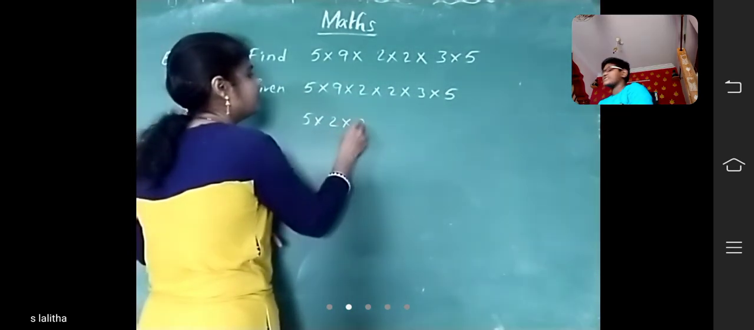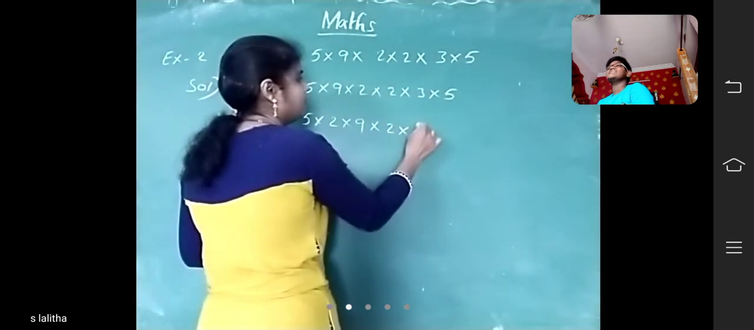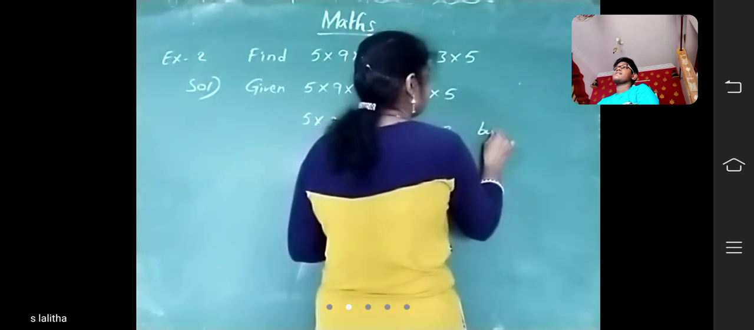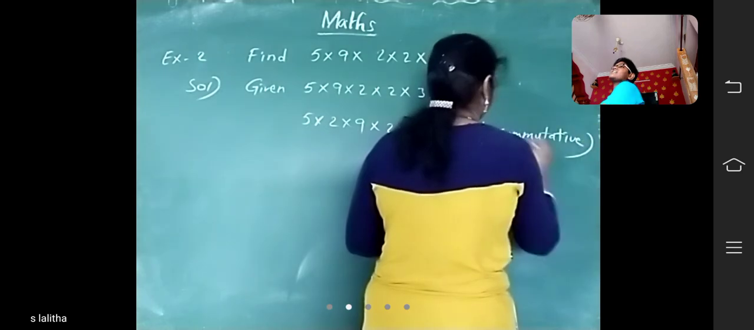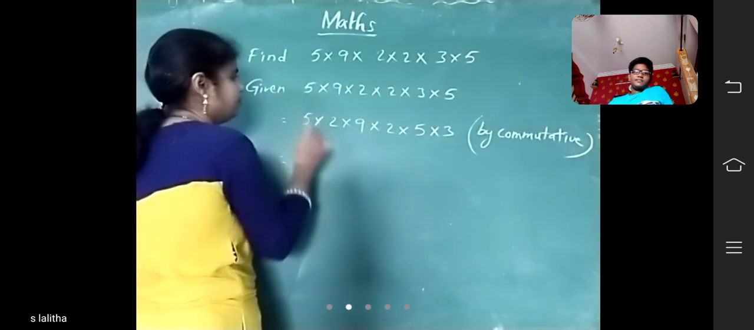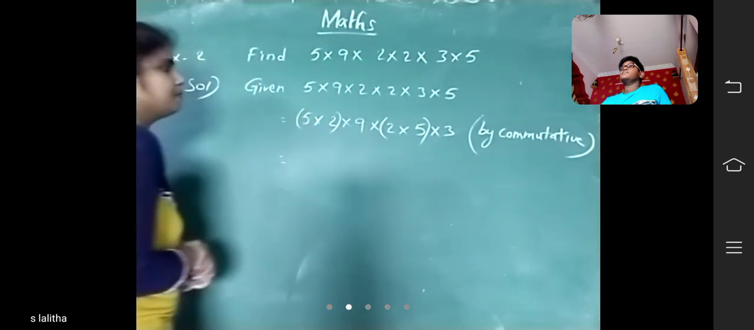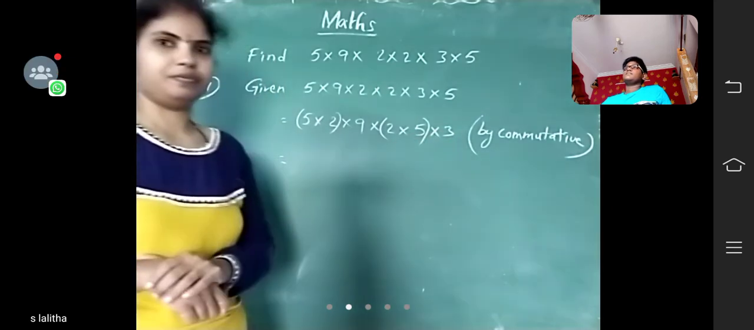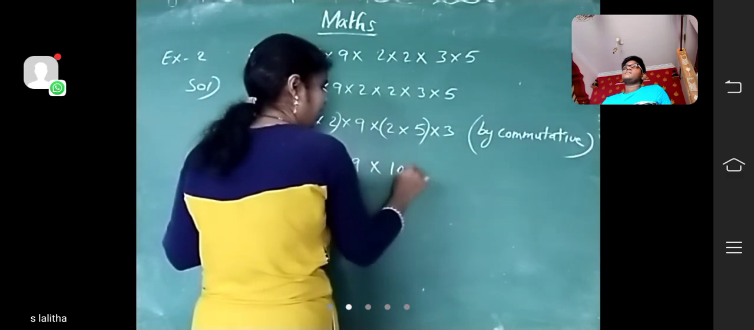So 2 into 9 into 2. Here also I am changing the order, 5 into 3. So which property is it? Changing the order means which property? By the commutative property. Okay. Now keep the brackets like this. 5 into 2 into 9 into 2 into 5 into 3. How much? 5 into 2 is 10, into 9 into 2 into 5 is 10, into 3.